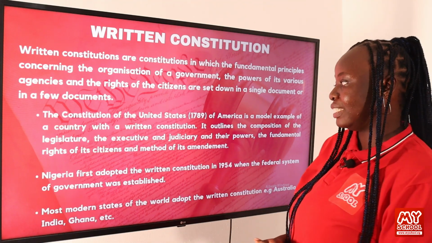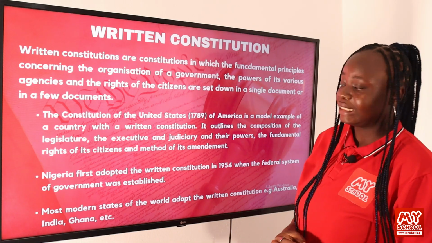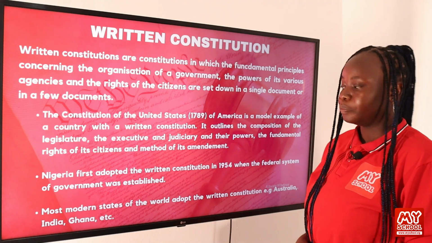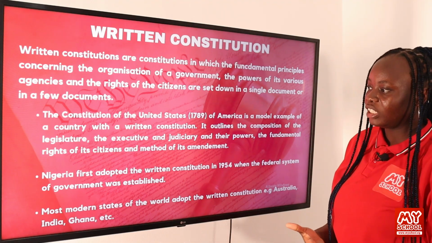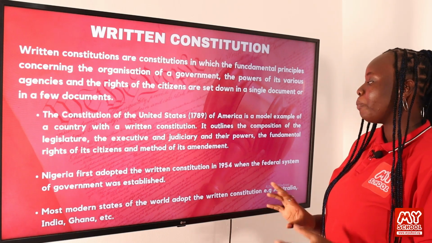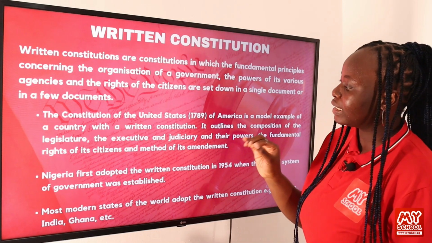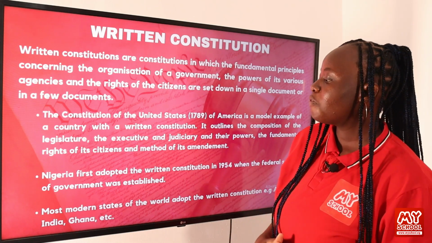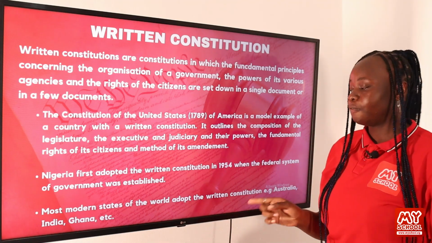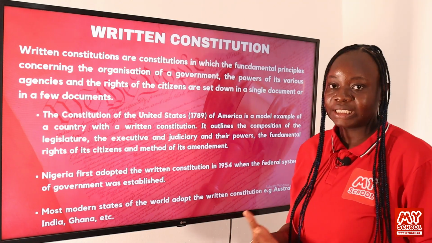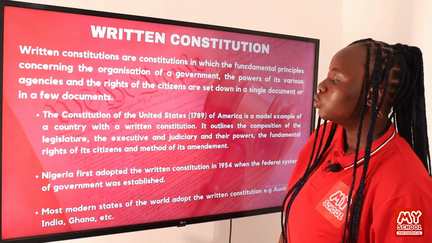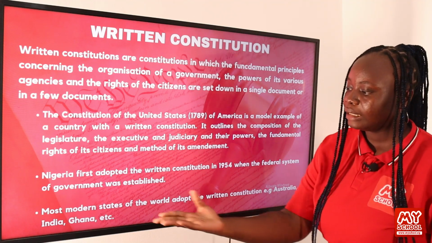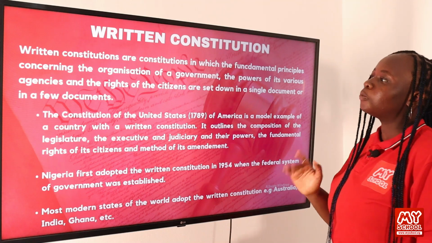So the Constitution of the United States, which was written in 1789, is a model example of a country with a written constitution. It outlines the composition of the legislature, the executive and judiciary, and their powers. The fundamental rights of its citizens and method of its amendments are also stipulated within the Constitution. Nigeria first adopted the written constitution in 1954 when the federal system of government was established. That was during the colonial era. Most modern states of the world adopt the written constitution, e.g. Australia, India, Ghana, etc. Now let's move on to the next slide.